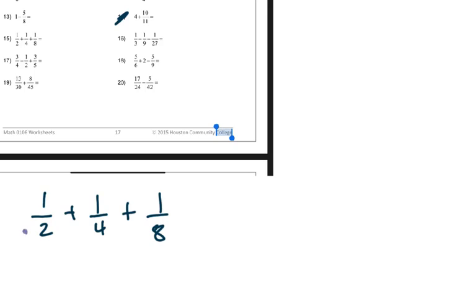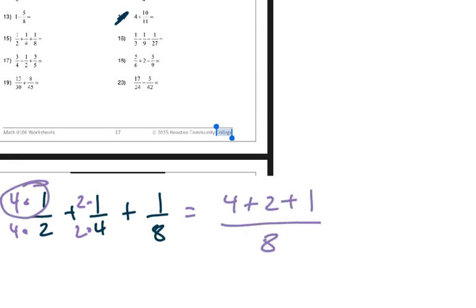We're going to multiply these by 4 and 4 because 4 times 2 is 8, and here 2 and 2 because 2 times 4 is 8. So this is going to give me 4 plus 2 plus 1 all over 8. Here's where the 4, here's where the 2, and here's where the 1 are coming from. Put it together, this is 7 over 8. And that's your answer. So this is for number 15. So let's move on to the next one.